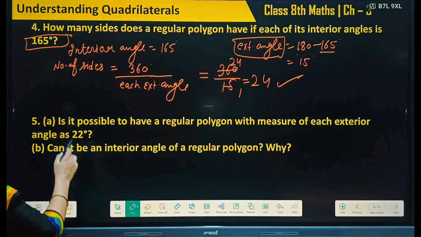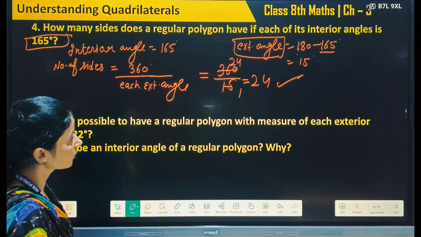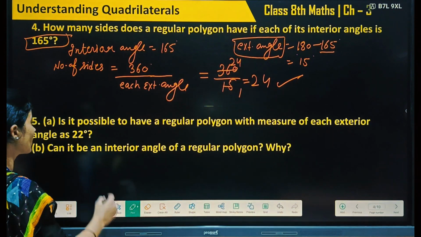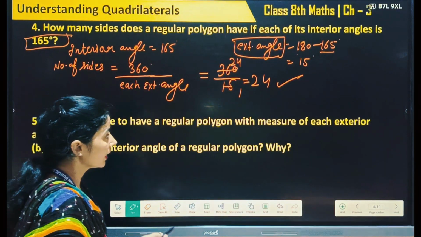Next question. Is it possible to have a regular polygon with measure of each exterior angle is 22 degree? Let us see.